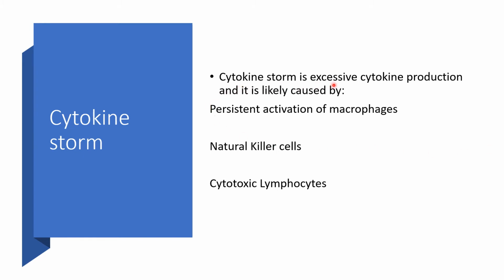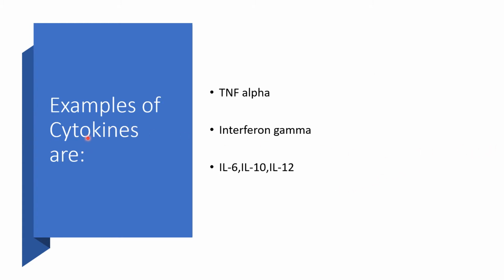Cytokine storm is the excessive cytokine production, and it is likely caused by persistent activation of macrophages, the natural killer cells, and cytotoxic lymphocytes. Examples of cytokines are tumor necrosis factor alpha, interferon gamma, interleukin 6, 10, and 12.